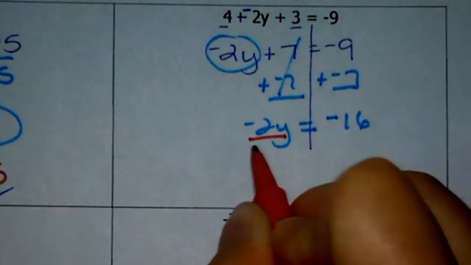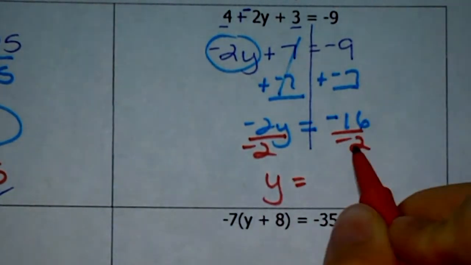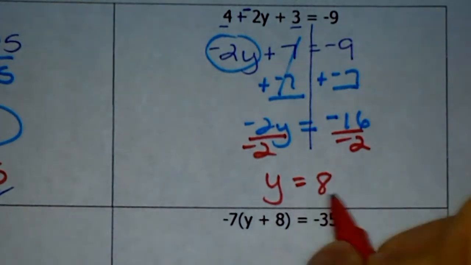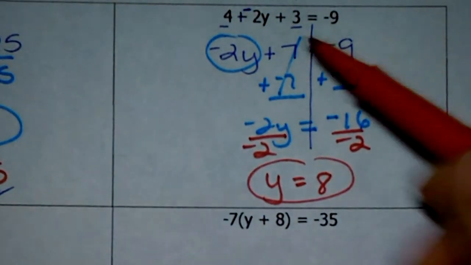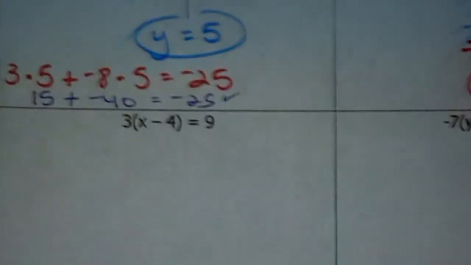To undo multiplication, we divide. We don't change any signs. And negative 16 divided by negative 2 is 8. To check it, plug an 8 in for the y. All right, we'll do lots of checking practice in class. I'm just going to get these done.